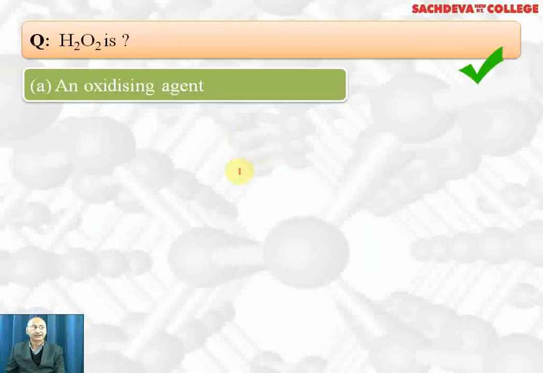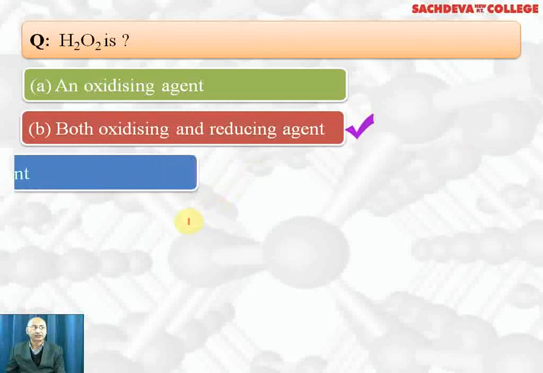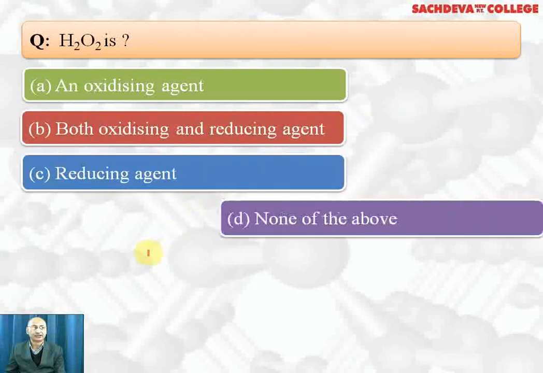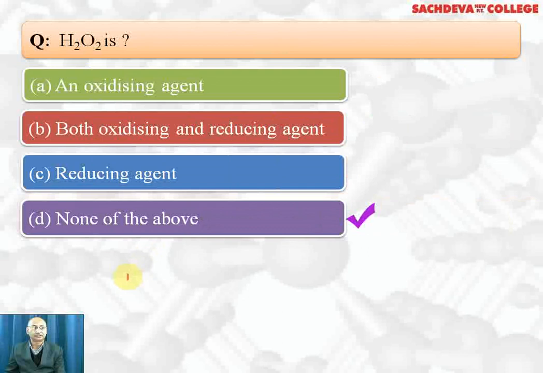Hydrogen peroxide is an oxidizing agent, both oxidizing and reducing agent, none of the above. Correct answer, both oxidizing and reducing agent, because it is in oxidation state -1, which can become -2 as well as higher. That's why it can act as oxidizing as well as reducing agent both.